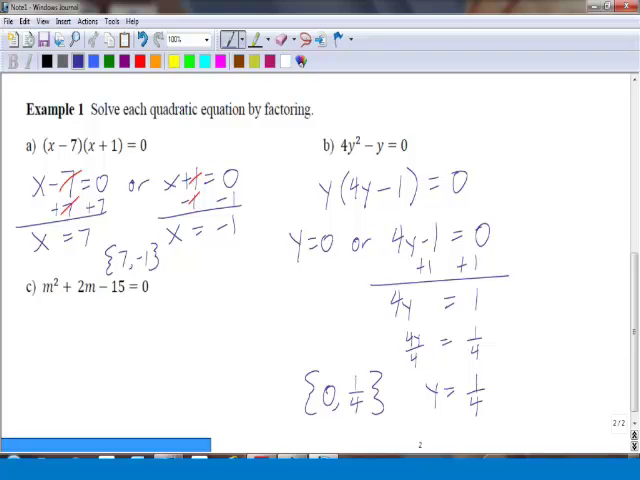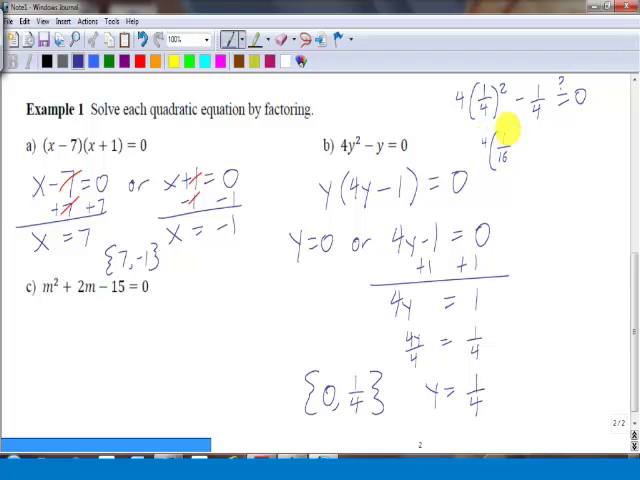They're pretty easy to check. The 0 is really easy to check. 0 squared is 0. 4 times 0 is 0. 0 minus 0 equals 0. So obviously true there for the 0. The 1/4, that might take a little bit more work. 4 times 1/4 quantity squared minus 1/4, I'm wondering, does that equal 0? Well, square the 1/4, what is a fourth of a fourth?